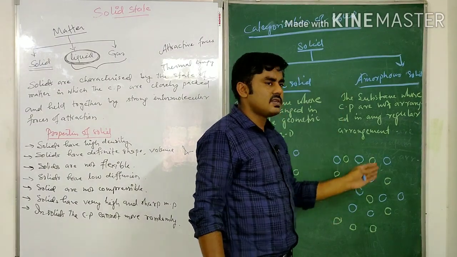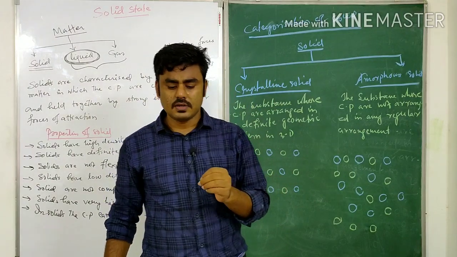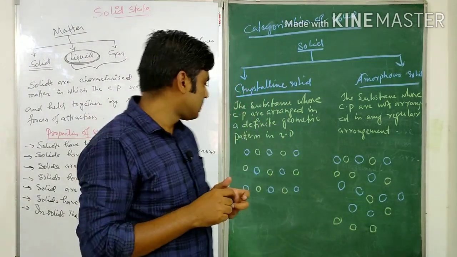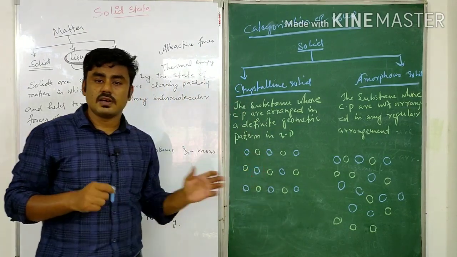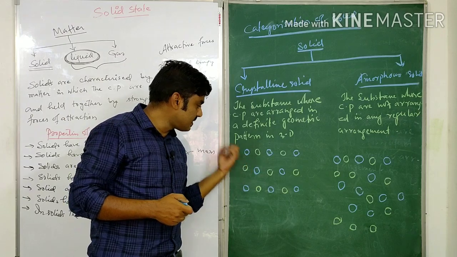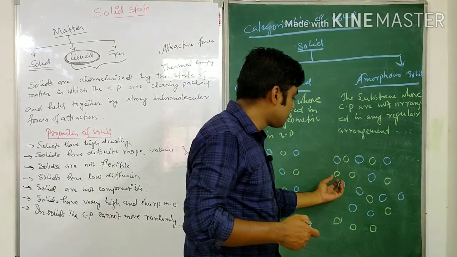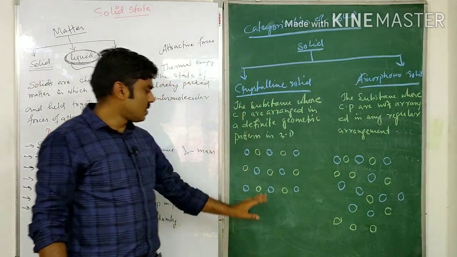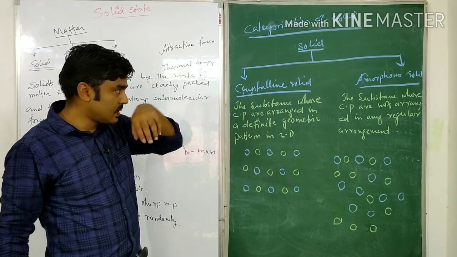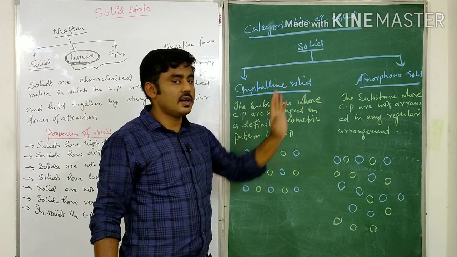In short, in amorphous solids the atoms are not orderly arranged, but here the atoms are orderly arranged. The atoms are organized in a pattern here, but here they are not organized in a pattern. So here is the regular arrangement, but here is the irregular arrangement. This is crystalline solids, and that is amorphous solids.